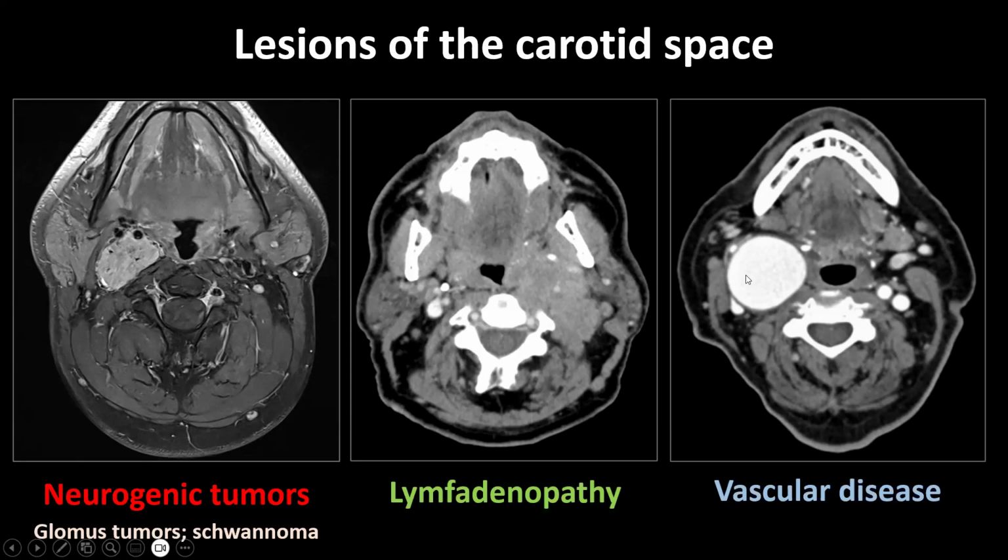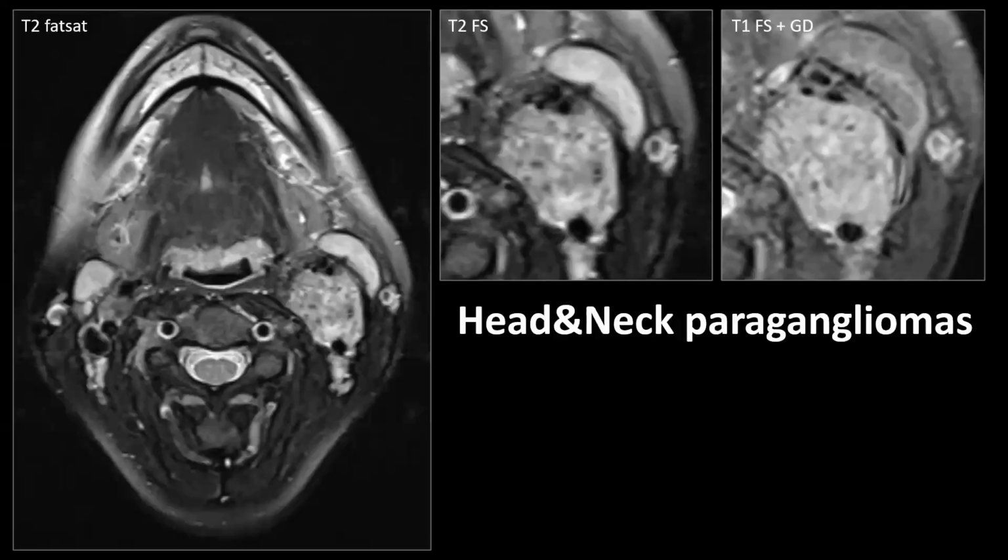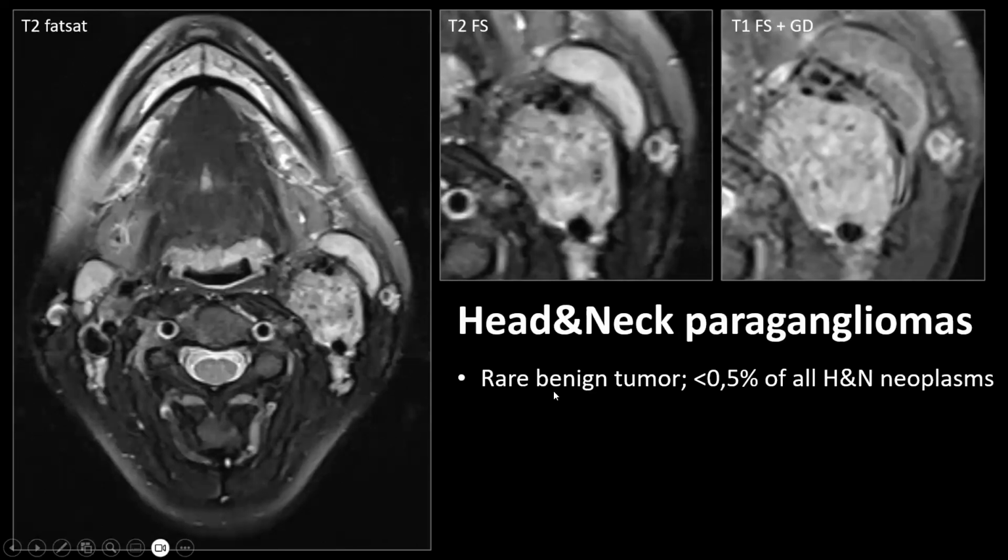I'm going to focus on the tumorous lesions, more specifically the neurogenic tumors. So there are two main types of neurogenic tumors we can find in the carotid space, namely the glomus tumors or paragangliomas and the schwannomas. This is a patient with a carotid body tumor or paraganglioma. What are paragangliomas? Let's start with that.